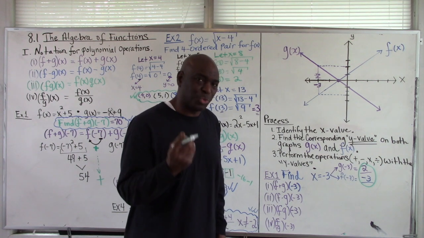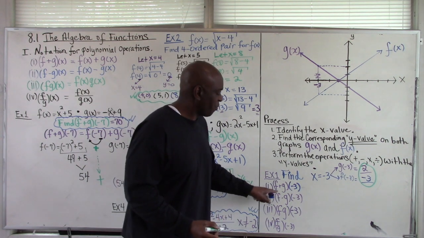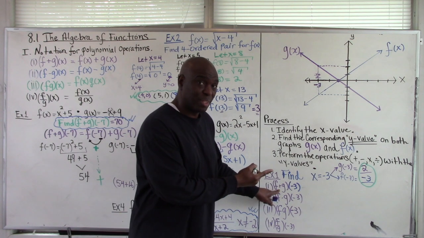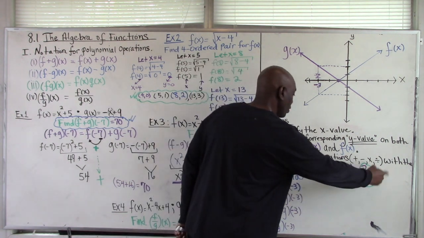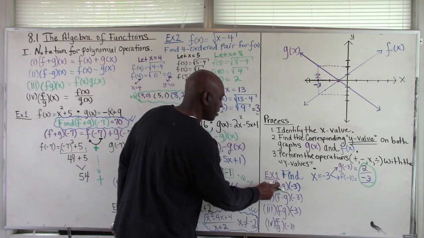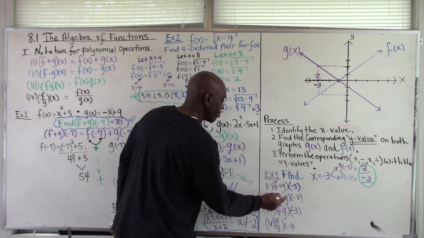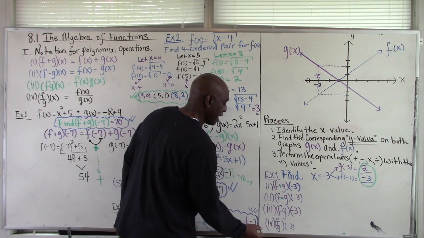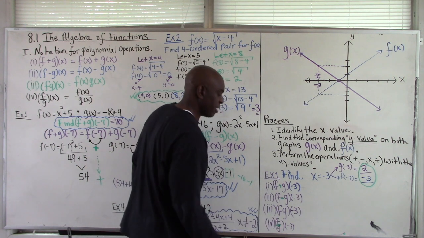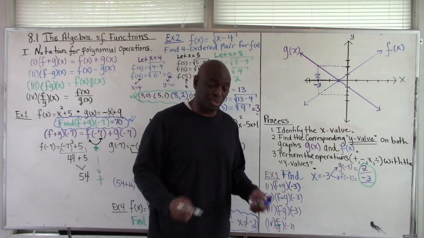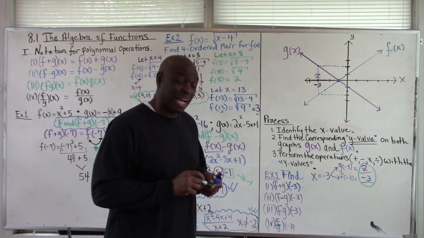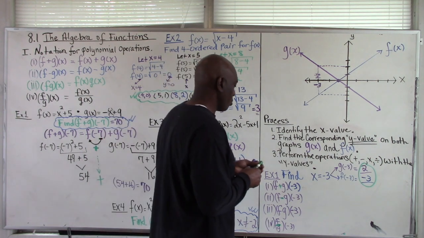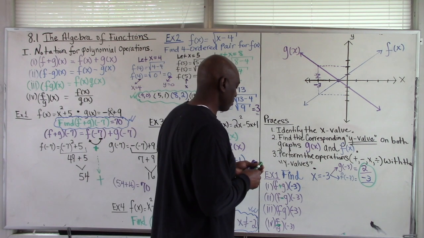Now all you have to do now is perform these operations on the y values. You see the y values are circled in green, which means now you've got to add those y values, subtract those y values, multiply the y values, divide the y values. That's all you have to do, and this is done. I think you can do this. All right, so let's go after this one first. Here we go.